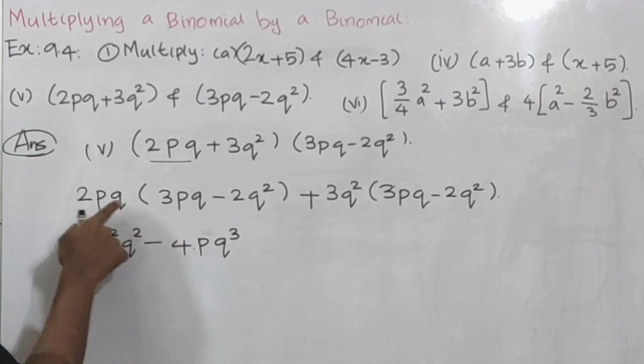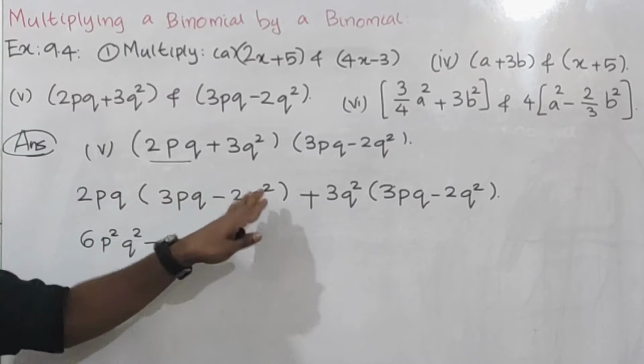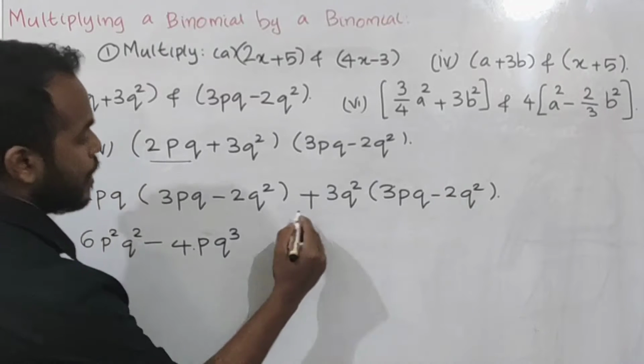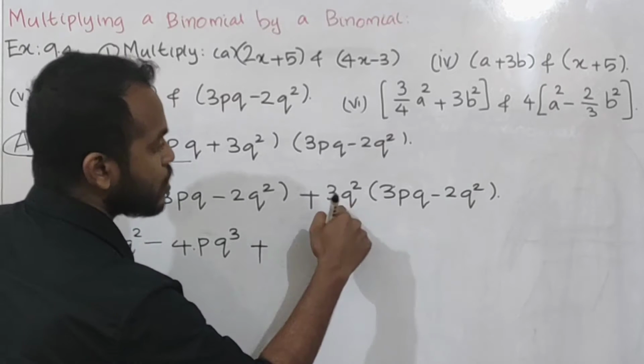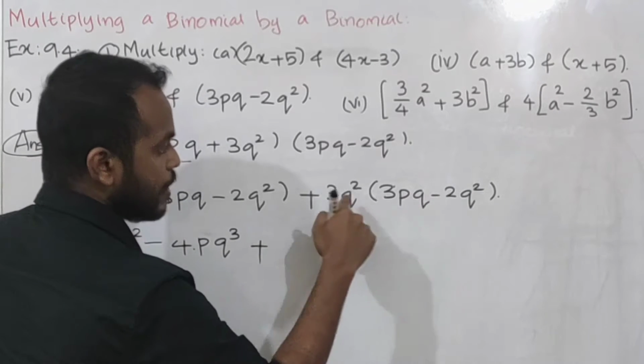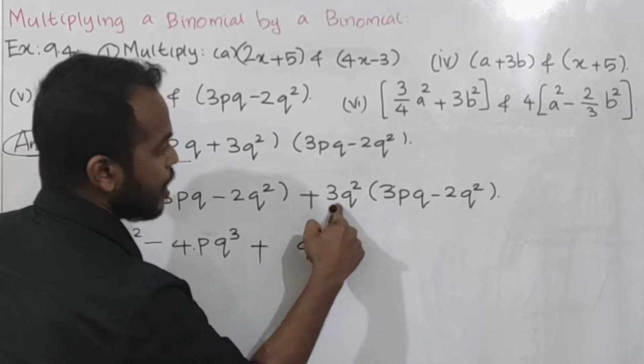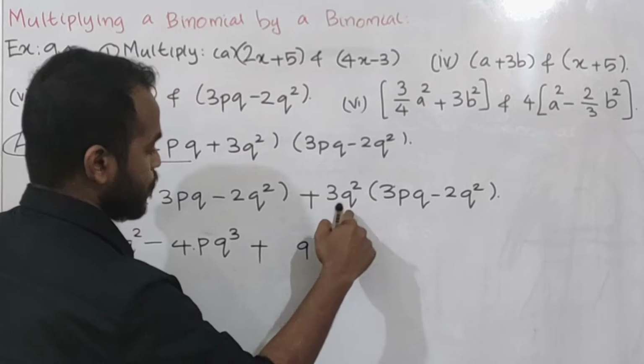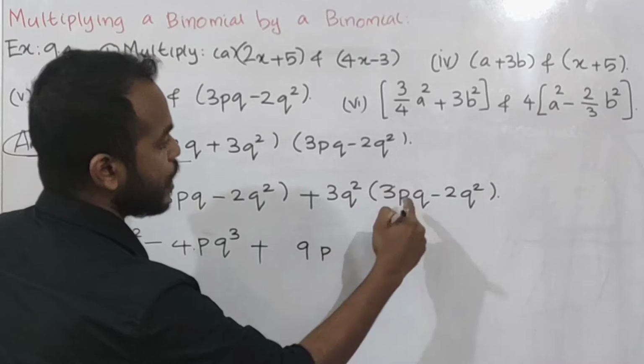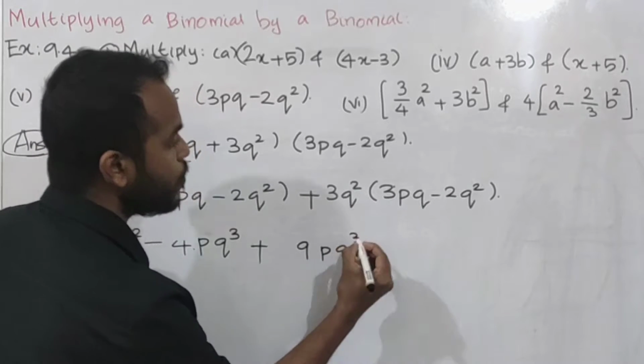Then we have a q here, a q square here. Q into q square is q cube. Then plus 3q square into 3pq. 3 into 3 is 9. Then we have one p there. So we will get q square into q is q cube.